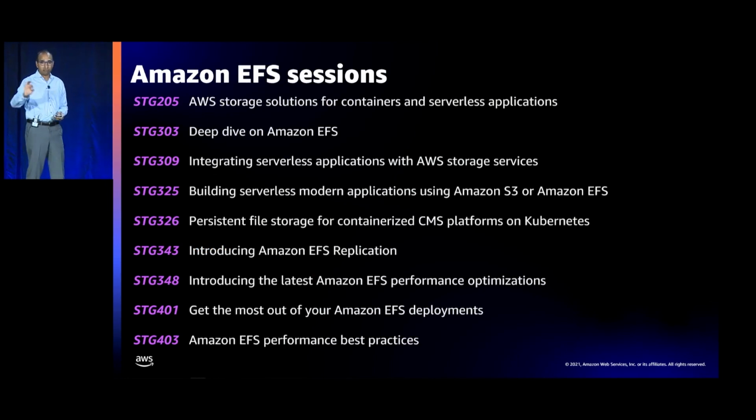Oh, by the way, these are all the Amazon EFS sessions that are happening at re:Invent today. We have sessions at 200 level, 300 level, and 400 level as well. For example, at a 200 level, we will be talking about AWS storage solutions for containers and serverless. That's going to happen at 7 p.m. later today. We're going to be doing a deep dive on Amazon Elastic File System tomorrow at 11:30 a.m. So that's another interesting session that you would like to consider. We're also going to be doing a session on enhancements to Amazon EFS performance. So a lot of sessions to choose from. Please take a photo of this. If you missed the session, some of these sessions may also be available for you to view online later.